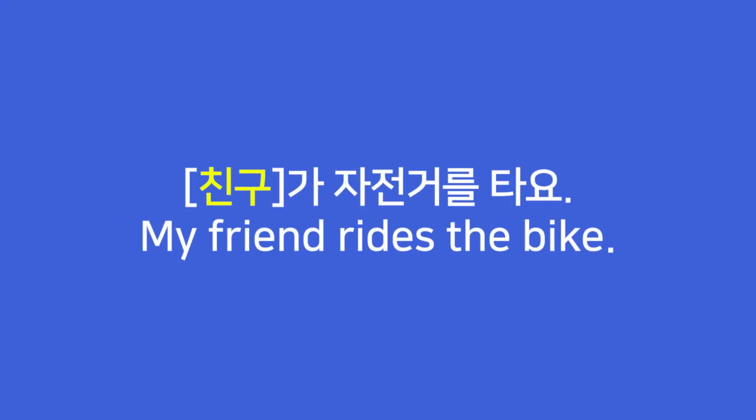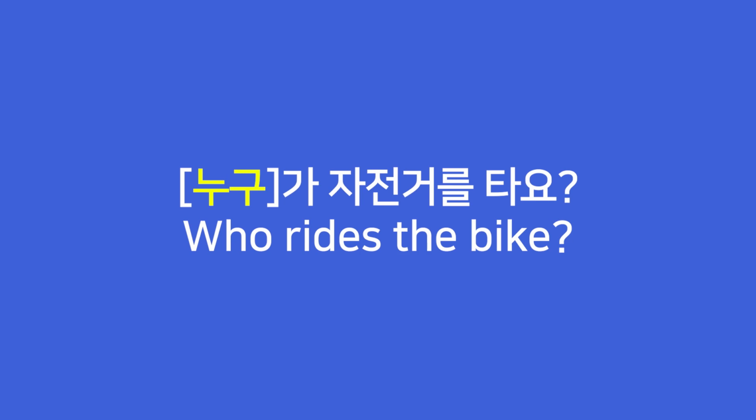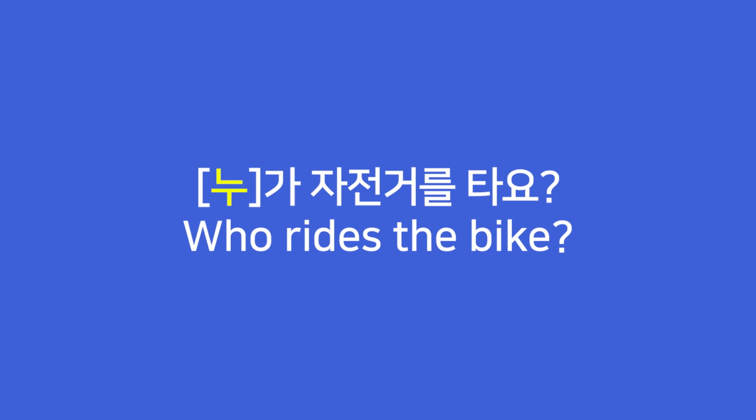So our example sentence for today is 친구가 자전거를 타요. 친구 is the subject and the person noun of this sentence, right? So all you need to do is replace 친구 with 누구. However, we don't say 누구가, we say 누가 instead of 누구가. So if you want to ask who is riding the bicycle, all you need to do is say 누가 자전거를 타요? It's really easy. All you need to say is 누가 instead of noun 이가, and there you have your sentence.